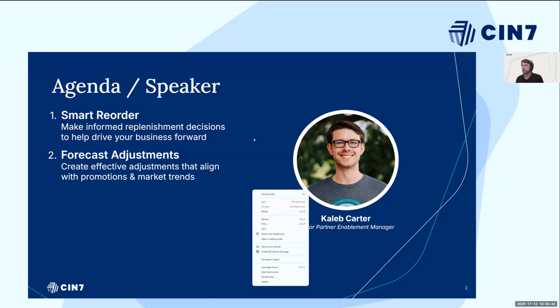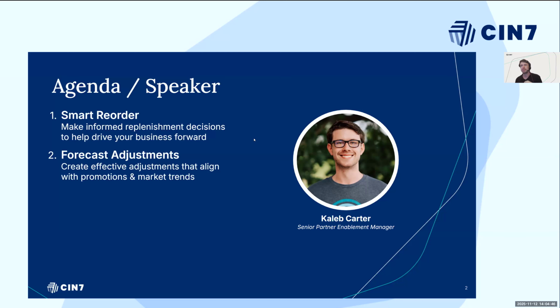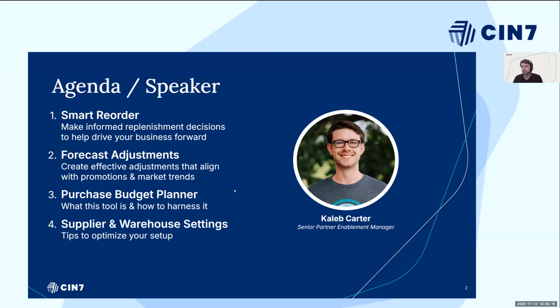Also, we're going to be looking into forecast adjustments. Forecast adjustments are adjustments that can be made to the forecast, but essentially they'll help you improve the forecast if there are events like promotions or market trends or things of that nature that maybe can't be predicted based on past sales, but should be a part of the forecast. And we'll talk about more use cases for those when we get there. We'll talk about the purchase budget planner, what it is, how to harness it, how to use it, what it's showing you, and a couple of different strategies for that.